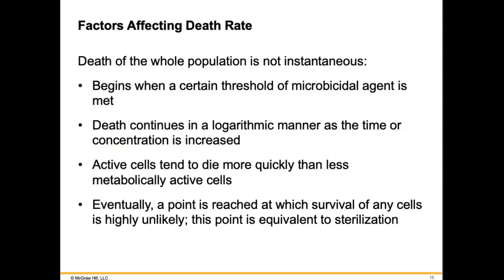Factors that affect the death rate. So death of a whole population is not instantaneous. It begins when a certain threshold of microbicidal agent is met. Death continues in a logarithmic manner as the time or concentration is increased. Active cells tend to die more quickly than less metabolically active cells. And eventually a point is reached at which survival of any cell is highly unlikely. This point is equivalent to sterilization.